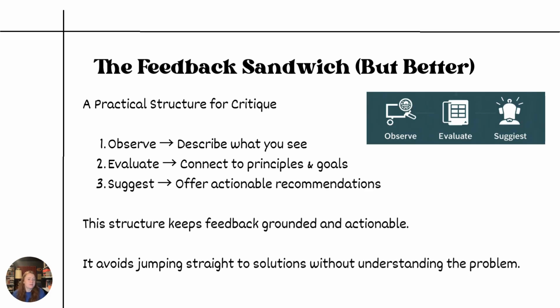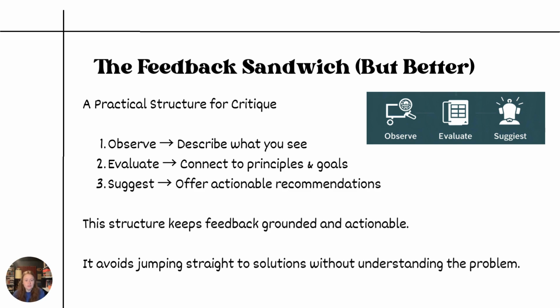You've all definitely heard about the feedback sandwich before. We can use that same sort of idea, but just do it better. A practical structure for critique is first observing. So describe what you're seeing. This will also be really good for the person receiving the critique because they're going to understand the headspace you're in and how you interpreted everything right away. That tells them whether they're meeting their goals in getting their message across or not. So that's a very, very useful piece of it.